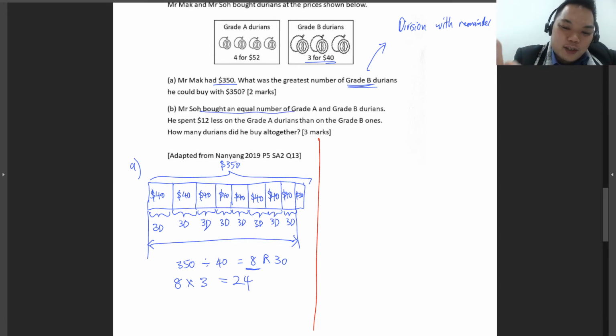Mr. So bought an equal number of grade A and grade B durians. He spent $12 less on the grade A durians than on the grade B ones. How many durians did he buy altogether? So yes, for those who got 24, congratulations, you're correct.